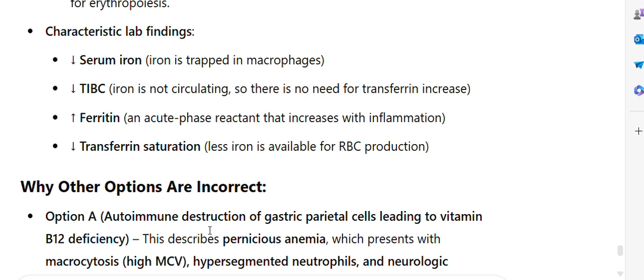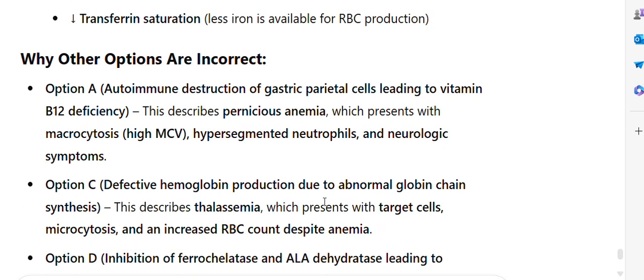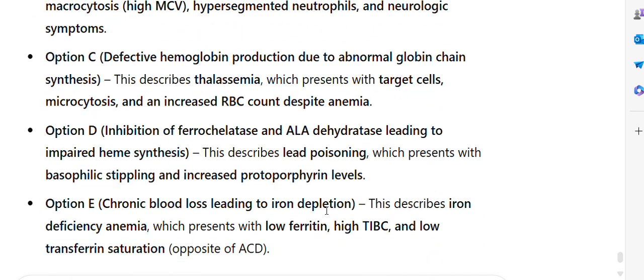Option C, defective hemoglobin production due to abnormal globin chain synthesis. This describes thalassemia, which presents with target cells, microcytosis, and an increased RBC count despite anemia. Option D, inhibition of ferrochelatase and ALA dehydratase leading to impaired heme synthesis. This describes lead poisoning, which presents with basophilic stippling and increased protoporphyrin levels.